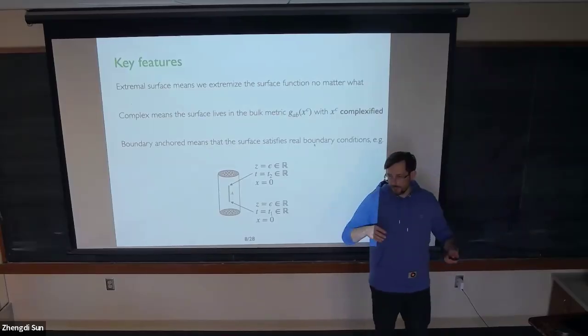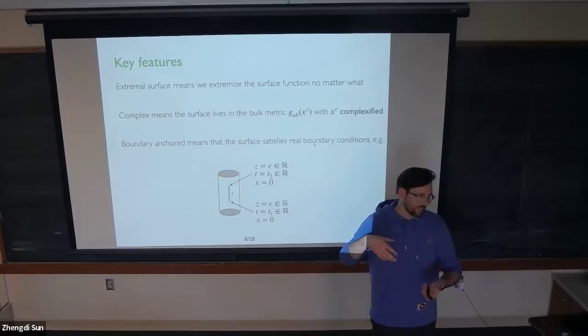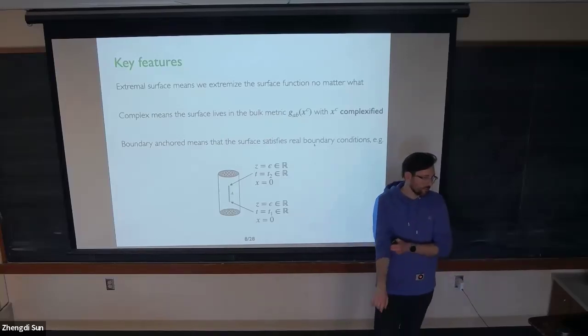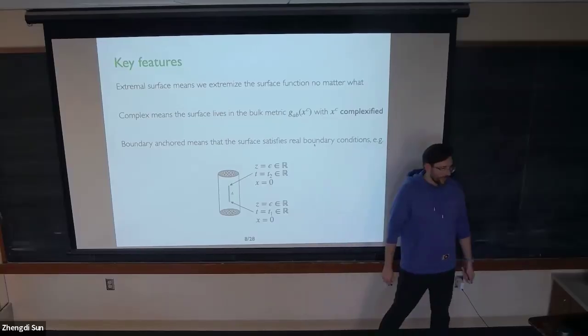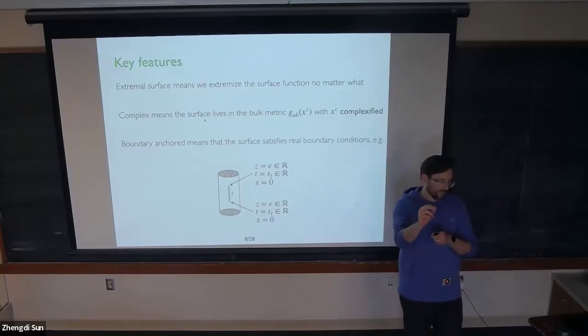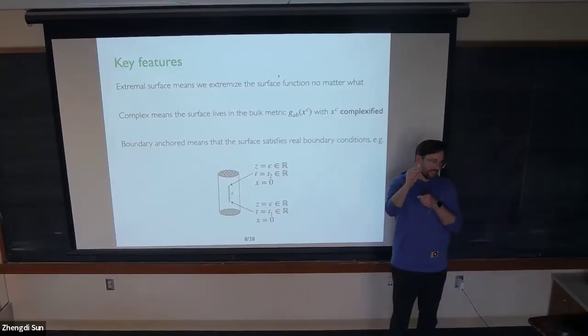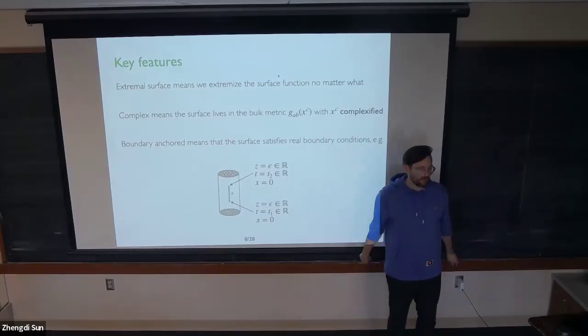And from this point of view, the original AdS geometry is going to be just some particular section of this bigger complex manifold. And now boundary-anchored means that the surface, even though it extends into the complex bulk geometry, still satisfies the real boundary conditions. That is, as we approach the asymptotic boundary, we end on the real value of the cutoff for real time separation.